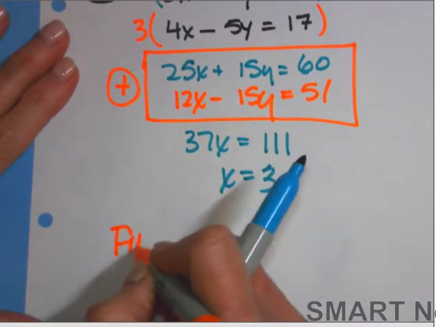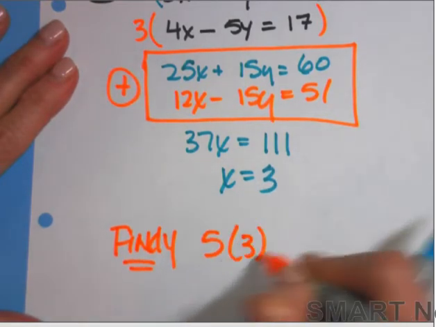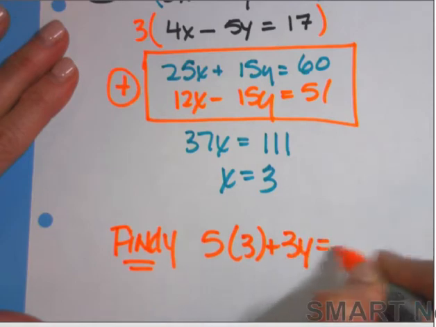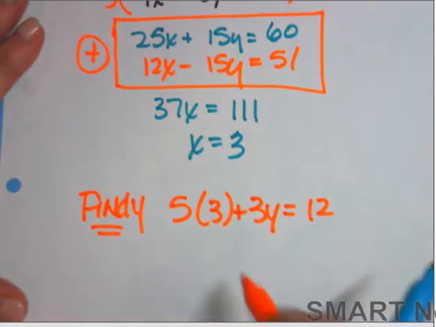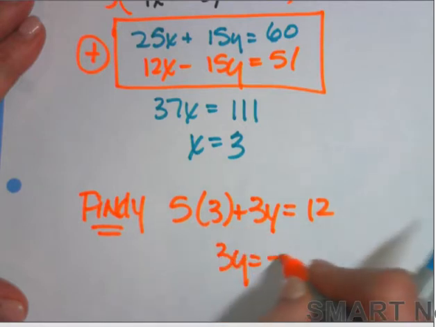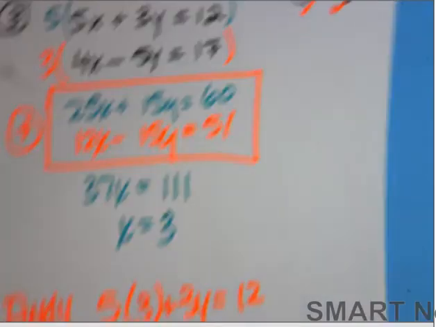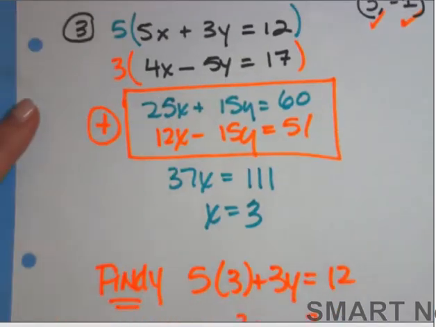My job is to now find y. And I'll just go back to the first equation. And I will let x become 3. So that gives me 3y. That's 15. 12 minus 15 is negative 3. Therefore, the value of y is negative 1. So that's basically the skill.